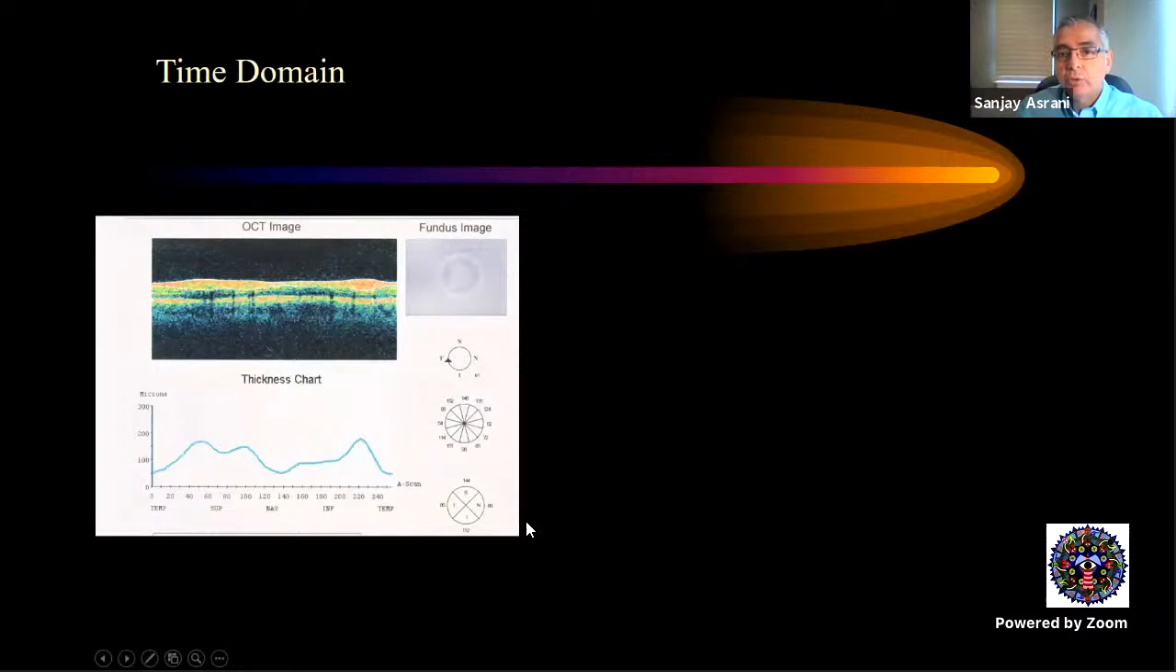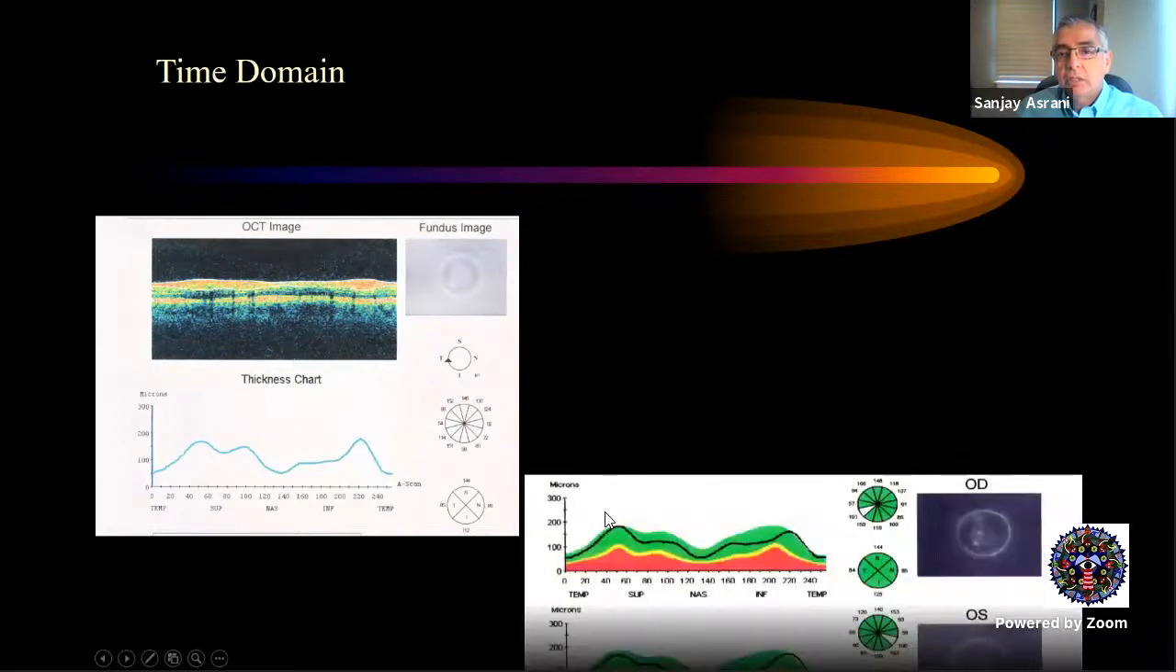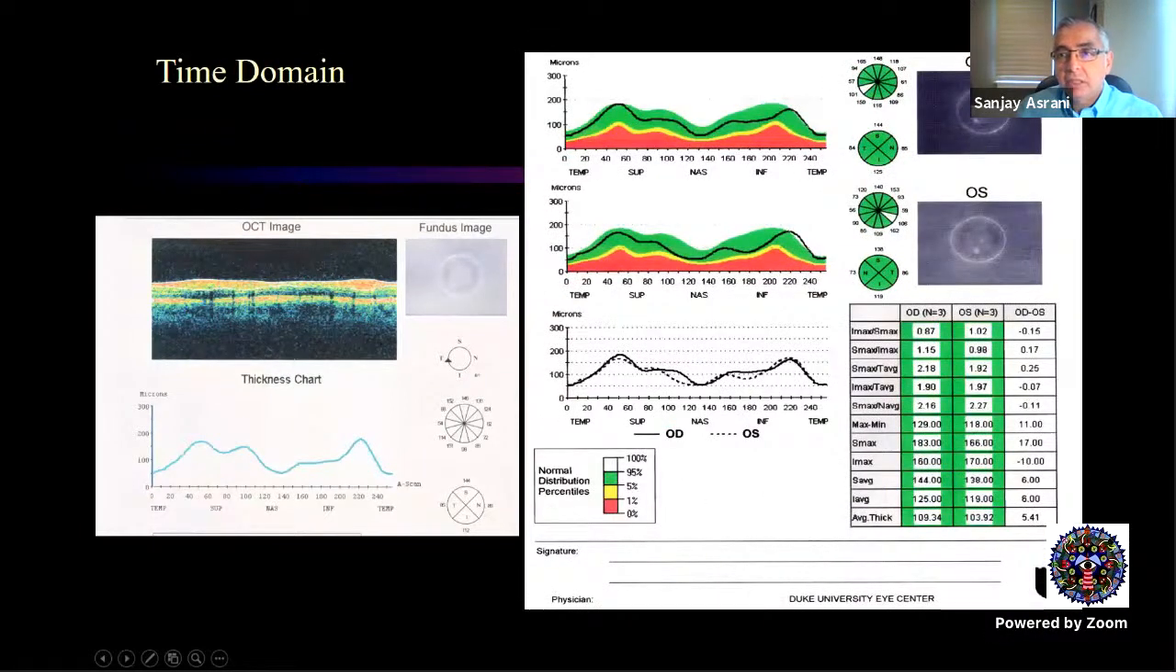This is time domain OCT with the nerve fiber layer measurement around the optic disc in a circle of 3.4 millimeters compared to a normative database, here for the left eye, here for the right eye, them being compared. And you can see this nerve fiber layer. And this is the result that we would get typically with what is called OCT3. This was the time domain OCT.